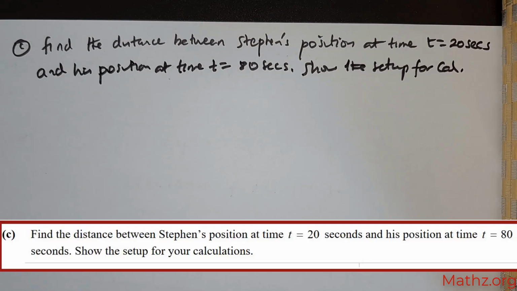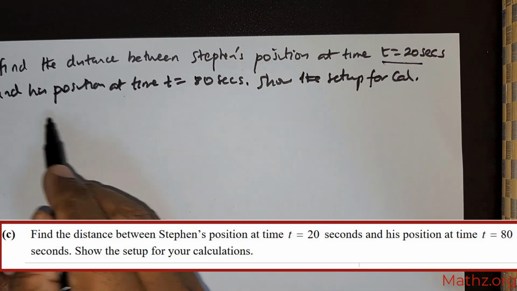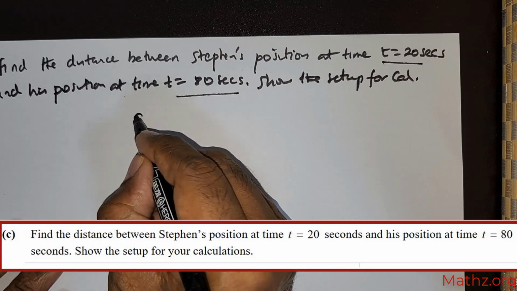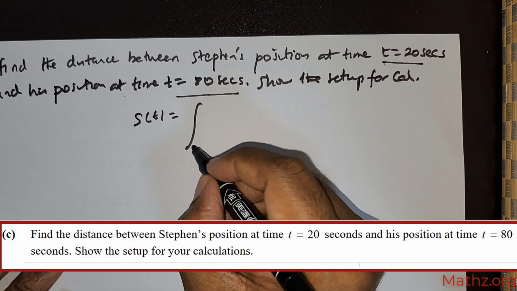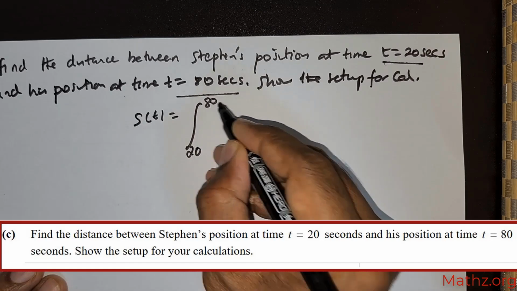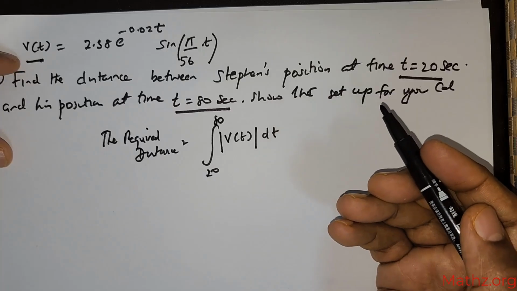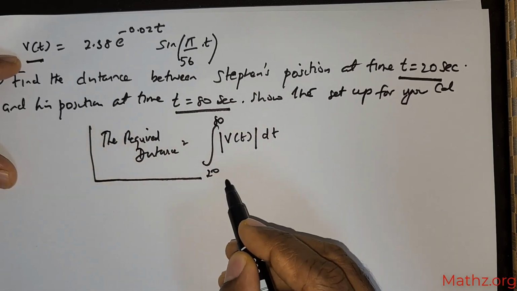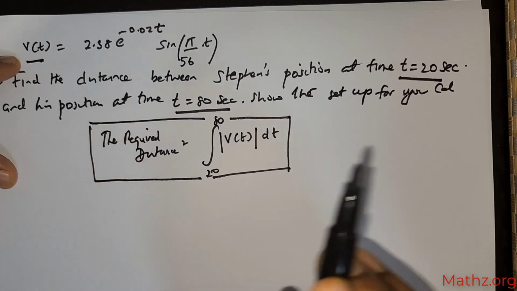Find the distance between Stephen's position at t is equal to 20 seconds and his position at t is equal to 80 seconds. So they are asking us to find S of t. Now this S of t is obtained if we integrate the integral from 20 to 80 of V of t dt. Because the distance is positive, this is the setup that we will have to apply to solve the question.